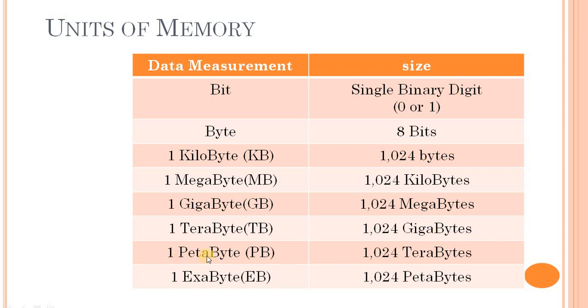Next, 1 petabyte, 1024 terabytes. And the last one is 1 exabyte, 1024 petabytes. So these are the different units and the conversion of memory. These questions can be asked for fill in the blanks, MCQs or true or false.